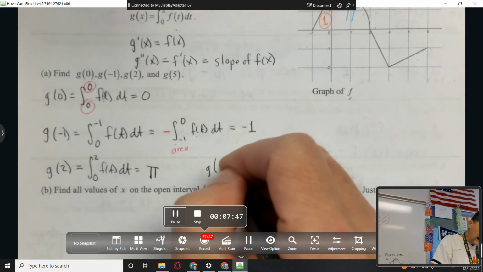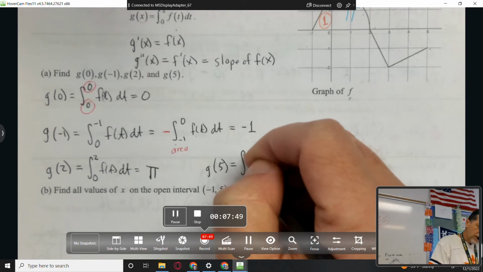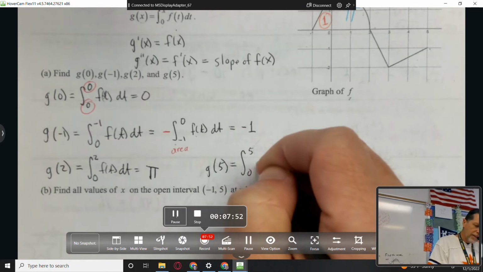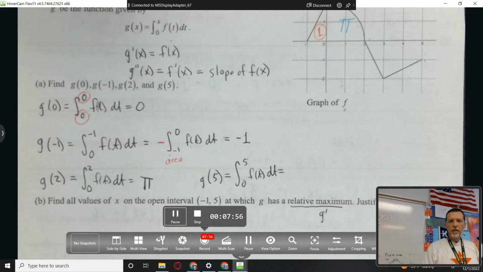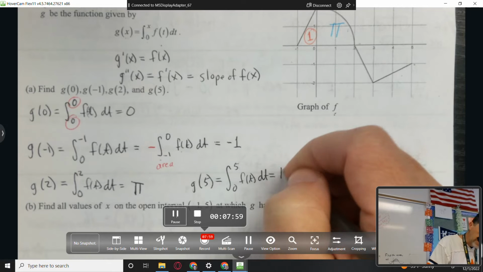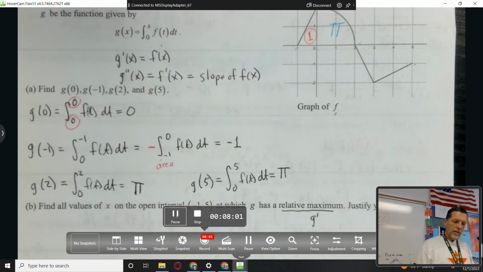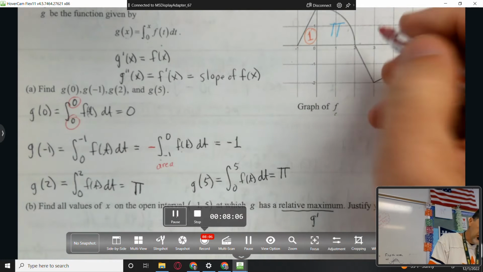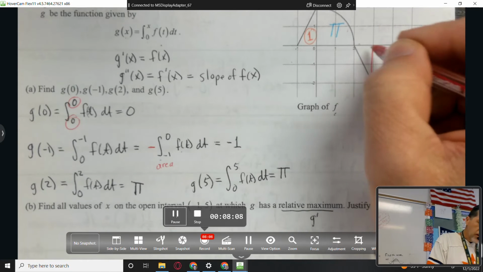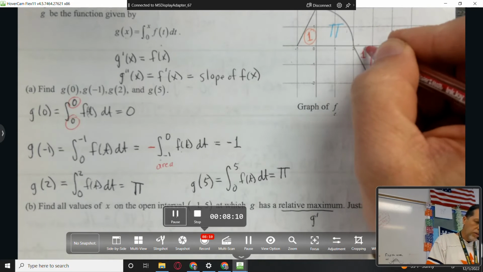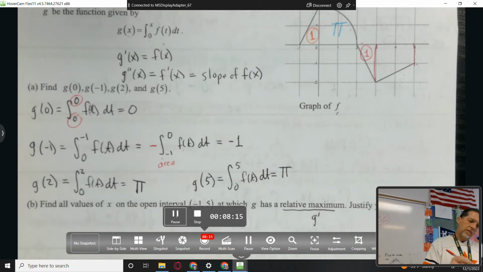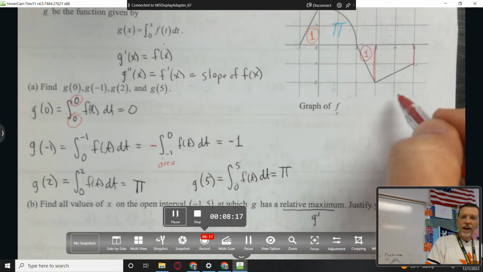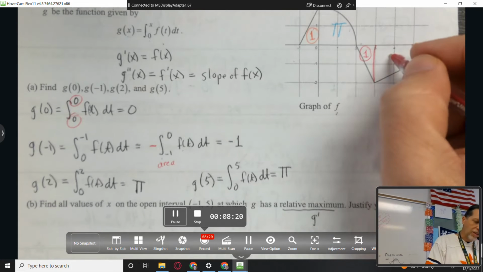And then lastly, G of 5. So the integral from 0 to 5. Well, 0 to 2 I already know. That would be pi. And then from 2 to 5, I have to split that up a little bit. That area is 1. That area, I'm just going to count the squares: 1, 2, and those together make 3.